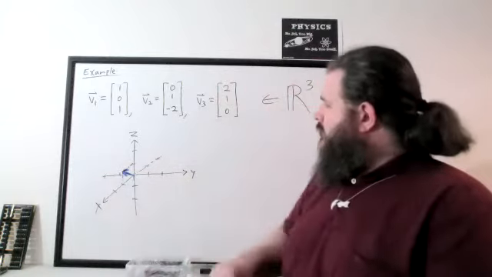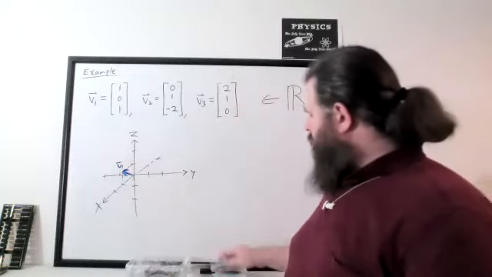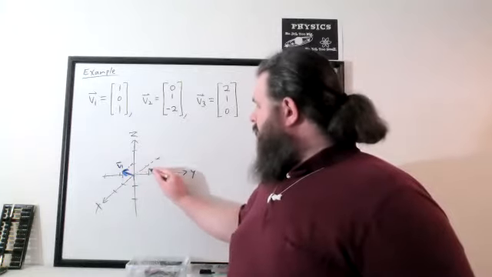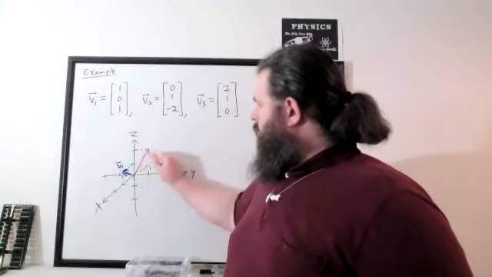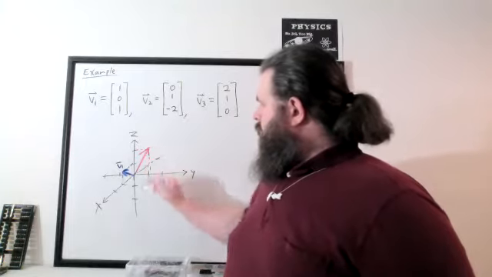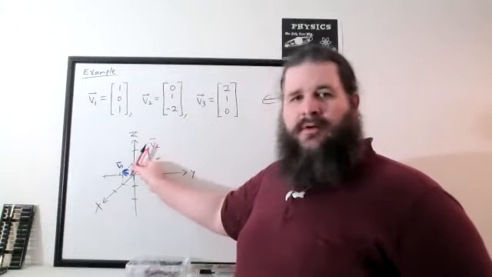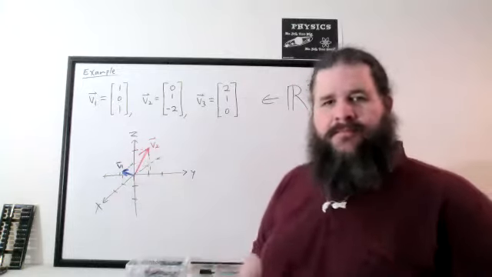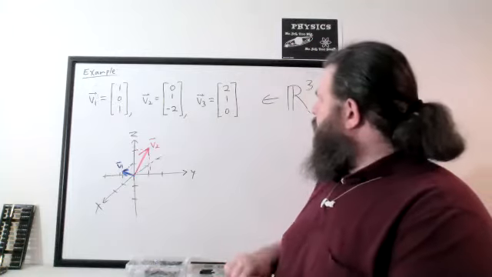And then V2, 0, 1, 2. That's 0 in the x direction, 1 space in the y direction, and 2 spaces in the z direction. So V2 is flat on the board going diagonally like this. V1 is coming out of the board and upwards. And then V3, 2, 1, 0.